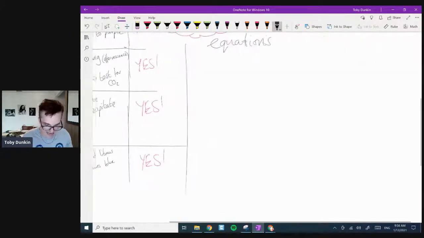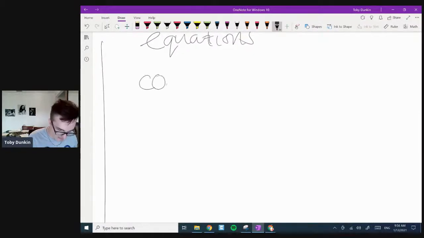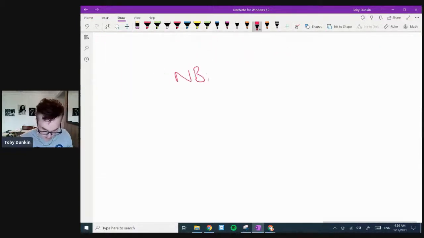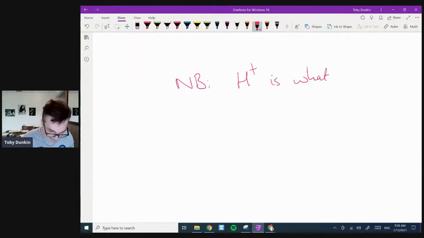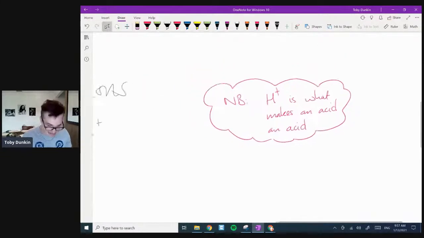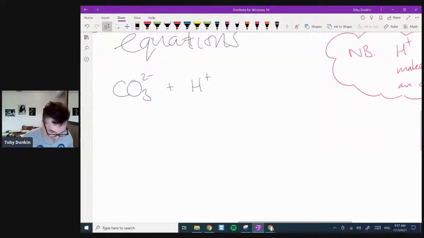So carbonate ions and acid. The carbonate ion, CO3 2-, reacts with H+. And this is what makes an acid an acid. Nota bene: H+ is what makes an acid an acid. So I add acid, I'm adding H+ to this.